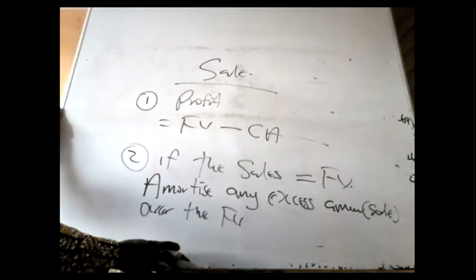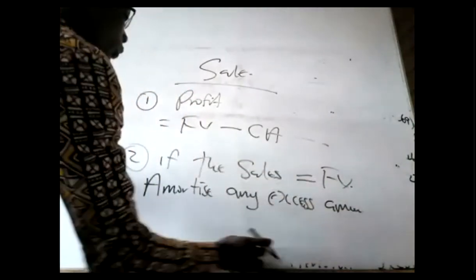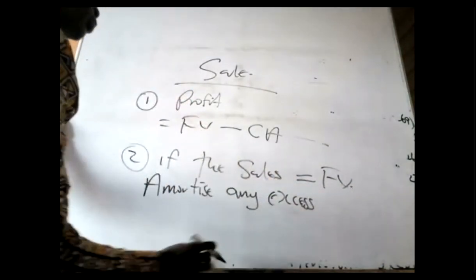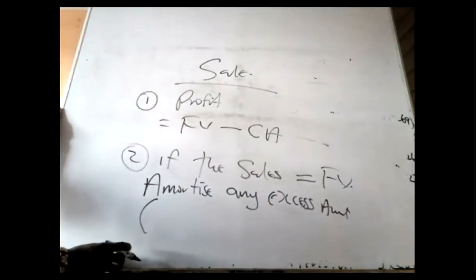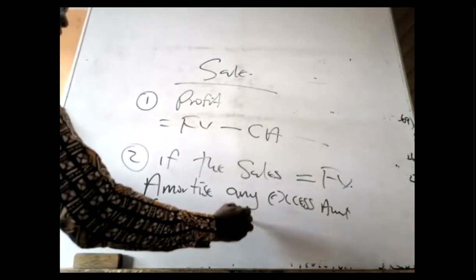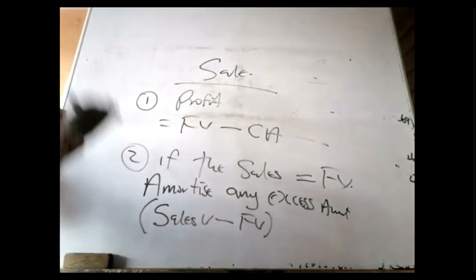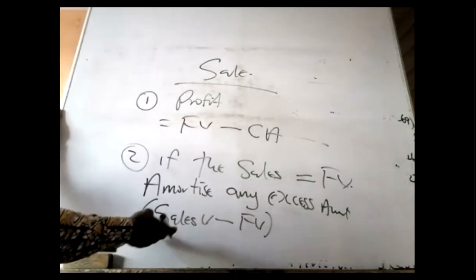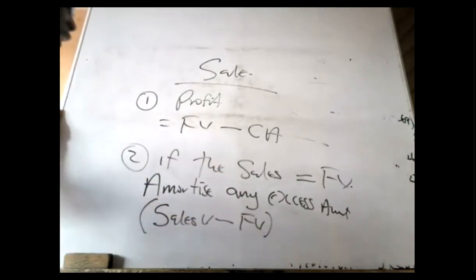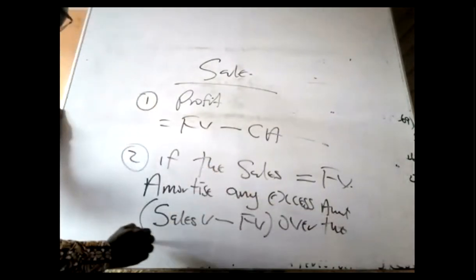For the excess amount, let me make it clear for you, we are talking about the difference. Now let me calculate the excess amount for you. It is equal to the sales value minus the fair value. That becomes the amount to amortize, and we call it tentative gain or notional gain. So you amortize any excess amount, that is sales minus the fair value, over the lease term.